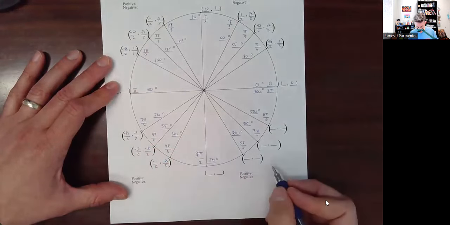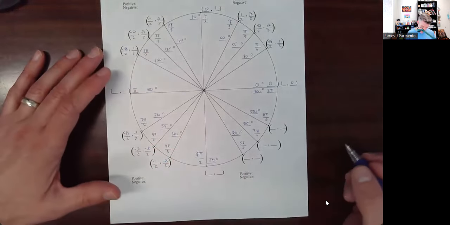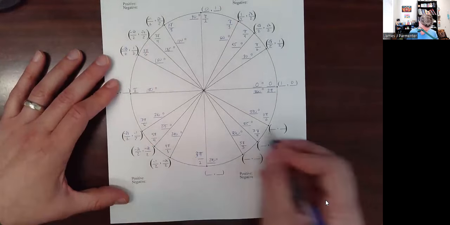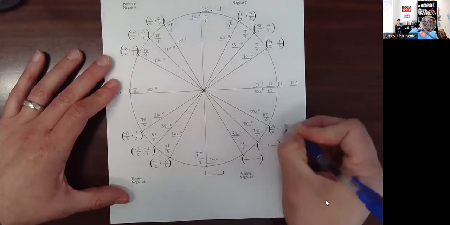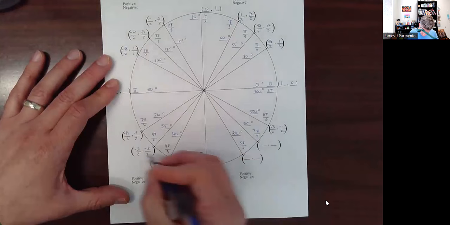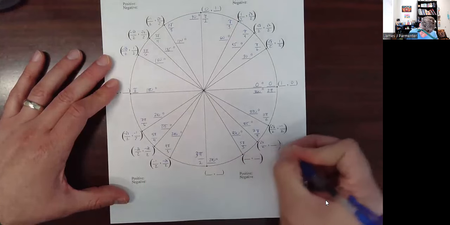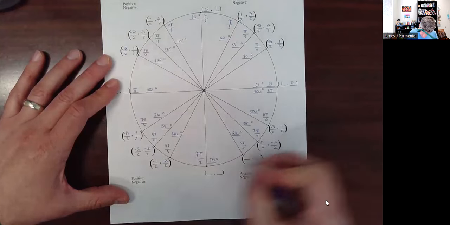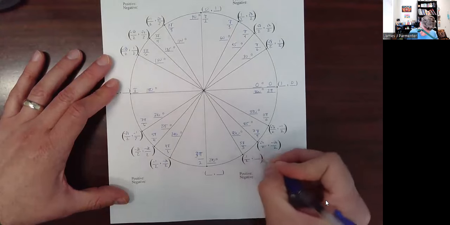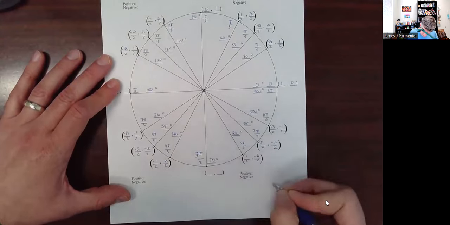Finally, moving over this way, same idea, but now all the x coordinates are positive. So from there to there, it's positive root 3 over 2 for x, negative 1/2 for y. From there to there, it's positive root 2 over 2 for x, negative root 2 over 2 for y. From there to there, it's positive 1/2 for x, negative root 3 over 2 for y.